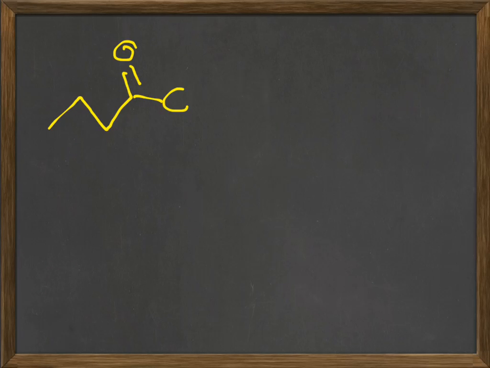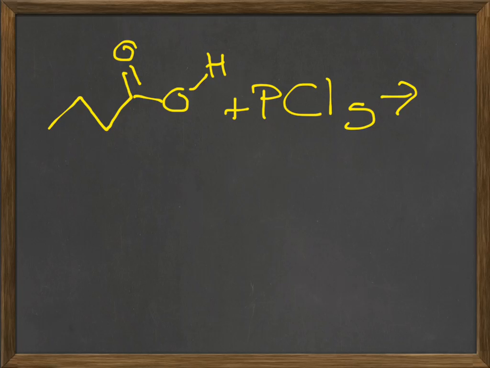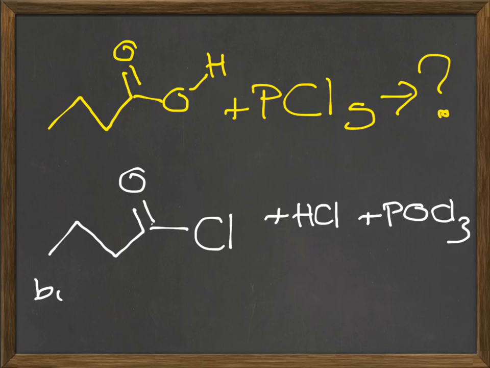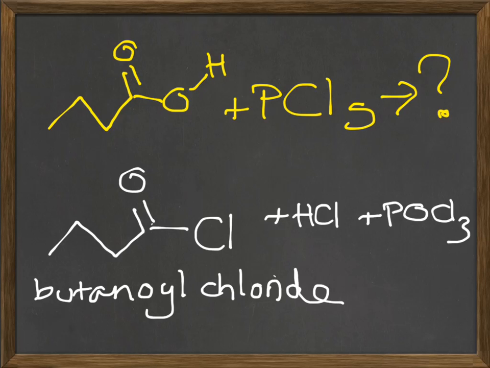Okay, another reaction for you. This time we've got your favourite, butanoic acid reacting with PCl5. What is that going to make? Well, pause the video. Okay, so that's going to make your acyl chloride, along with HCl and POCl3. So that one's called butanoyl chloride. Acyl chloride. Excellent.